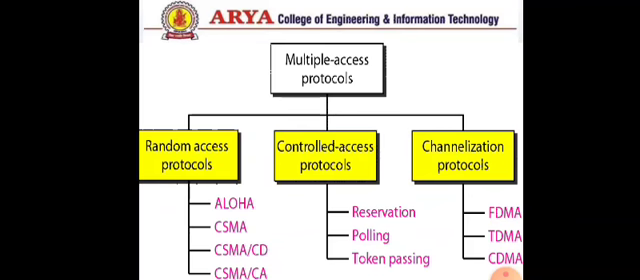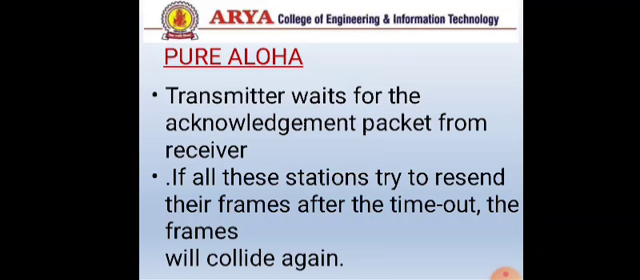There are many algorithms used in multiple access protocols. The protocol families are random access protocol, controlled access protocol, and channelization protocol, and these are further divided into subparts like Aloha, CSMA, CSMA/CD, CSMA/CA, reservation, polling, token passing, FDMA, TDMA, and CDMA. First we discuss Aloha, which is divided into some parts.